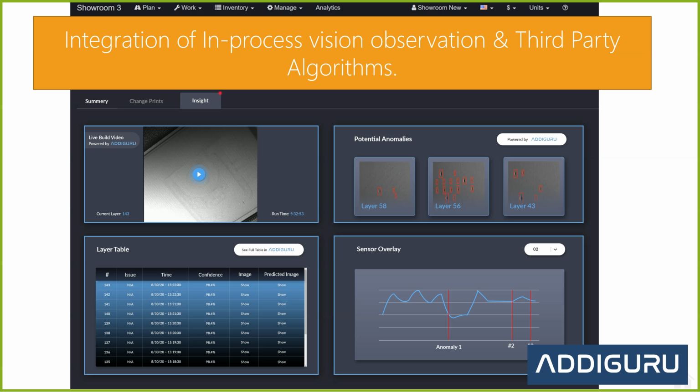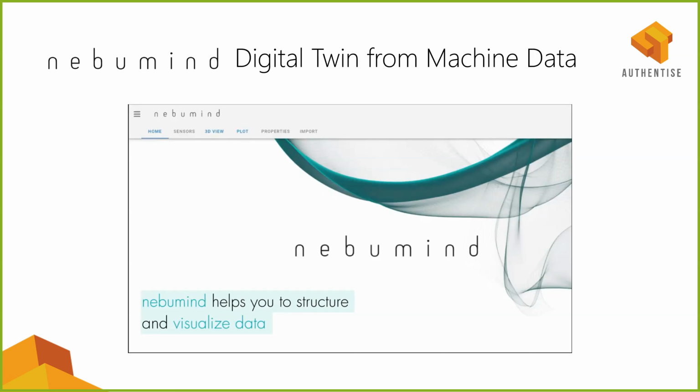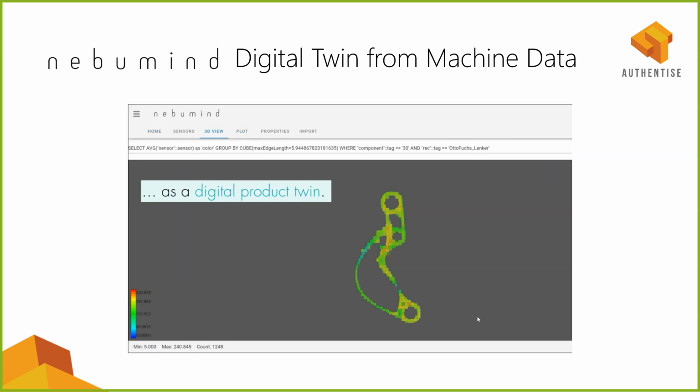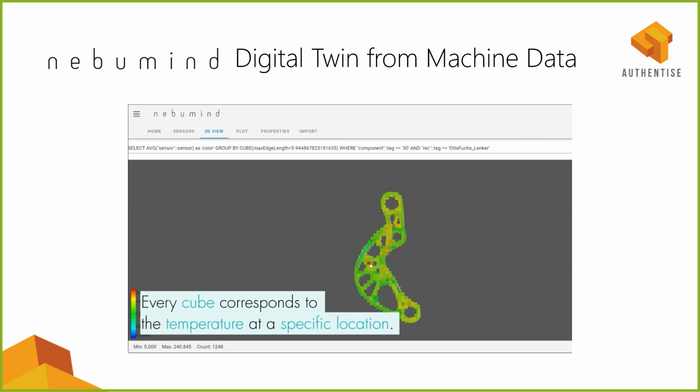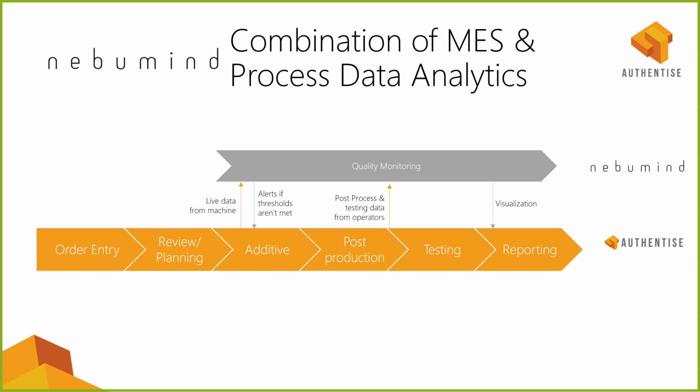The user still has the option to jump into ADDIGURU's own interface if required, but again, a lot of the understanding of what's happening, and therefore the knowledge and the traceability of it, is available to Authentise. Same is true for NebuMind, which is a platform that provides a digital twin. It maps the sensor data back onto the geometry that was printed. And that's available in Authentise now as well.